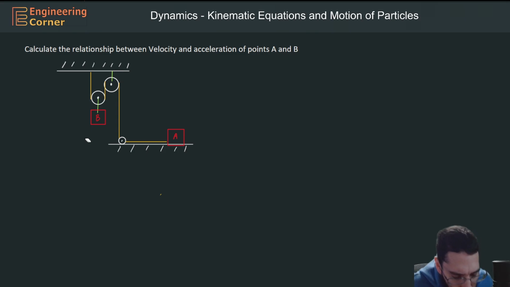So where's my fixed points? Well, A has a fixed point. It has this pulley. I should have drawn it like this. This pulley is fixed on the ground. And then this pulley right here is also fixed to the top. So what I want to do, I want to dimension my datum line for my y direction to go through this pulley right here.